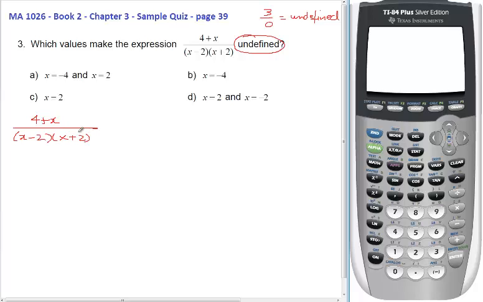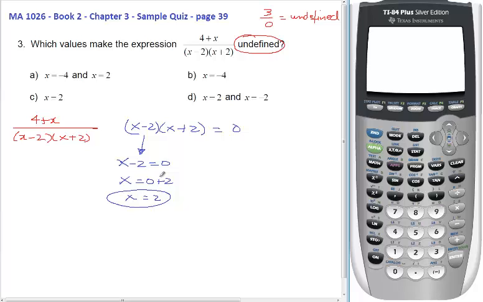Now what makes the denominator 0? Well, if you're not sure, let's let the denominator equal 0. So what would make (x - 2) times (x + 2) equal to 0? Because it's times, you do each factor separately. So what would make x - 2 equal to 0? If you solve this little equation, we get x = 0 + 2, and we get x = 2.